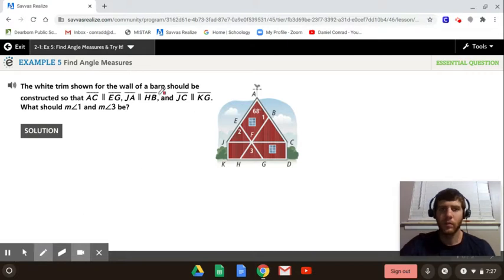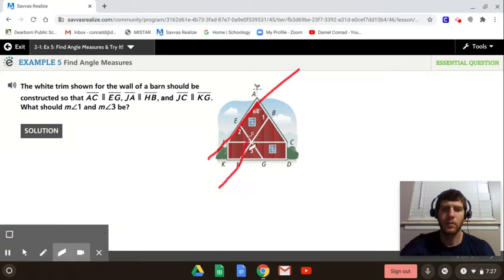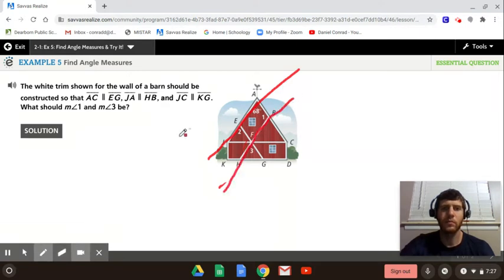So we want to use our angle pairs here. So they're telling us AC is parallel to EG. They're also telling us JA is parallel to HB. So let's use that first. So JA here is parallel to HB, if I could draw a straight line. All right, so those two lines are parallel.